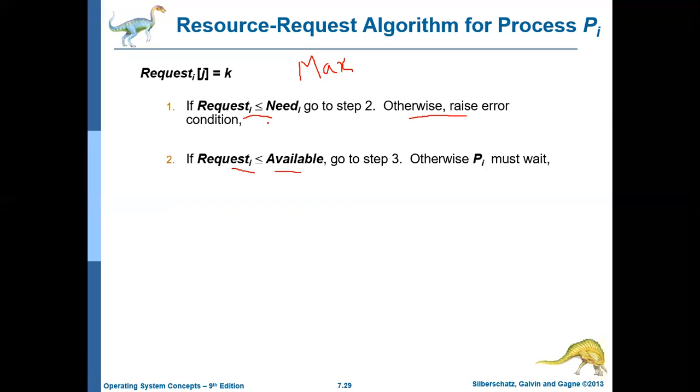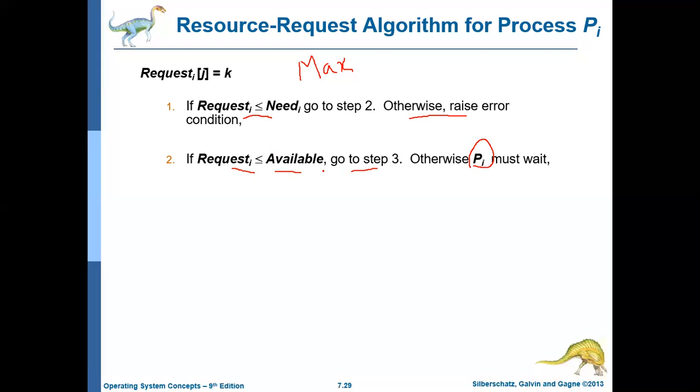Next, in step 2, check whether request is less than or equal to available. Available represents how many instances of each resource type are currently available with the operating system. Request should be less than that; only then can the operating system offer those resources. Otherwise, it cannot. So if request is less than or equal to available, go to step 3. Otherwise, process Pi must wait, until request becomes less than or equal to available.